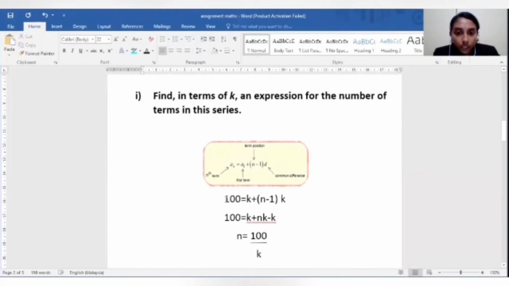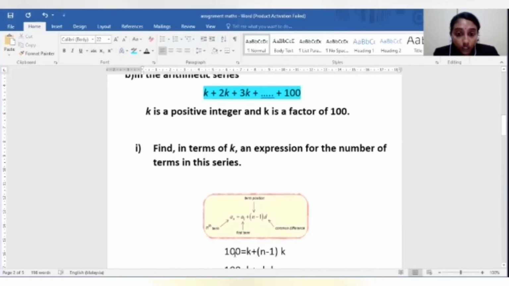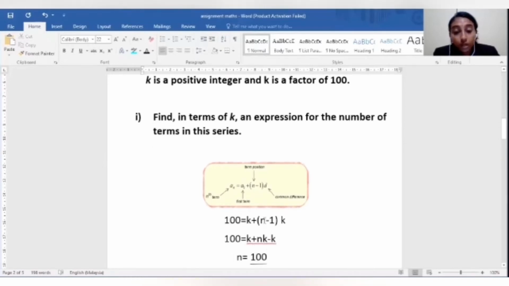We just need to transfer only. As you can see here, the nth term, as I said before, the last term we have to put in front. So our last term is 100. I put 100 in front. And then k, our first term, is k plus n negative 1 times k. Our common difference is k, so we just put k there. If we multiply this, we will get nk. If we do negative 1 times k, we will get negative k.